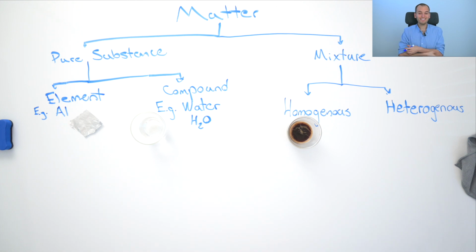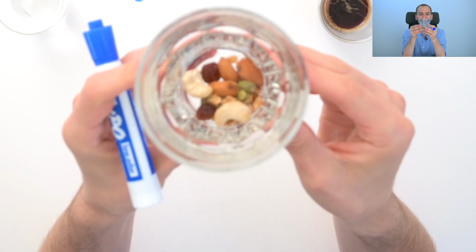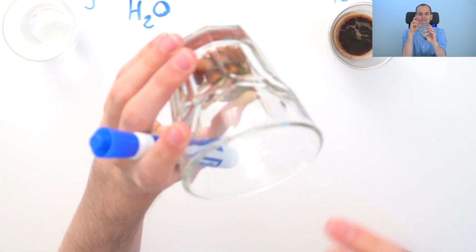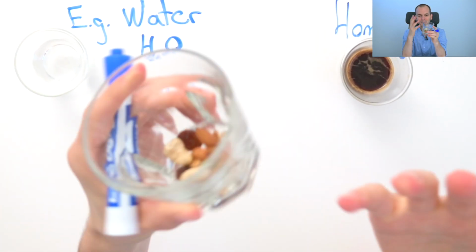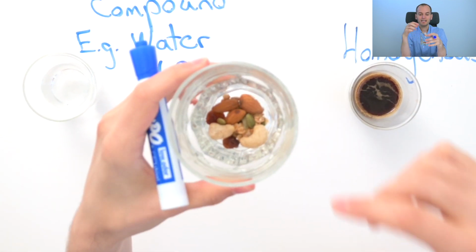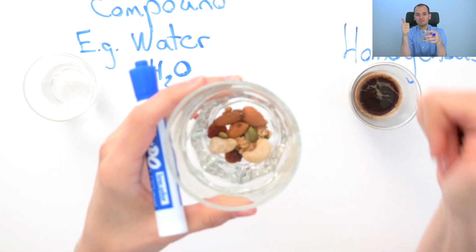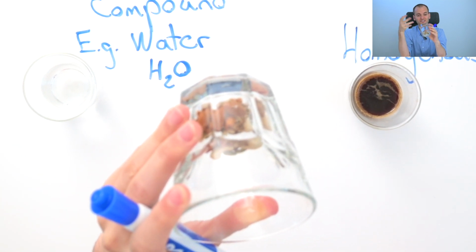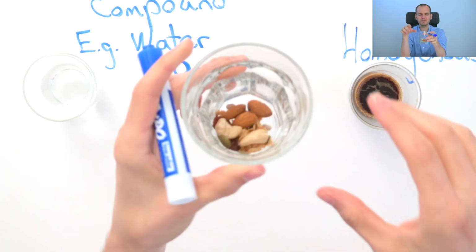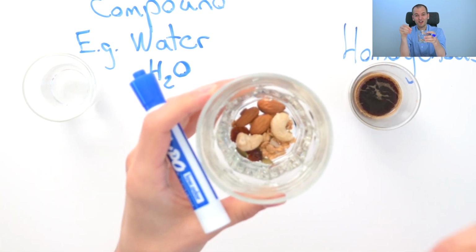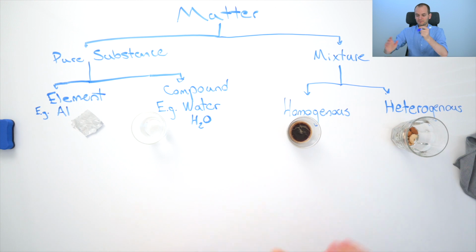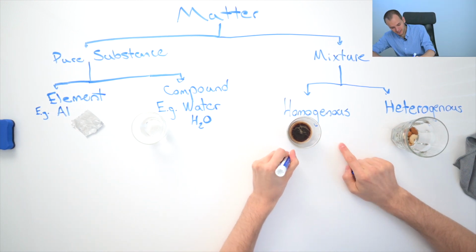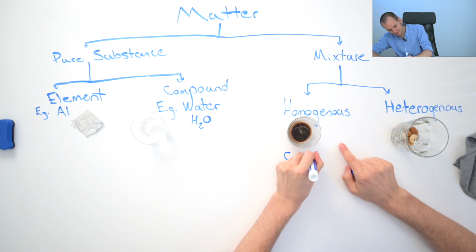Now, something that is easy to see all the different components, and I'll hopefully zoom in for this camera, is this granola or trail mix or whatever you want to call it. In here, you have raisins, you have oats, you have almonds, cashews, sunflower seeds, pumpkin seeds, I believe. Now, we can see all those different things. So, homogeneous, an example would be coffee.